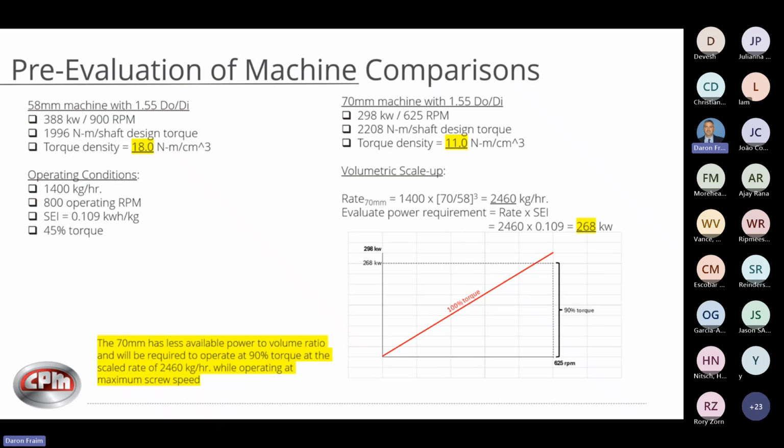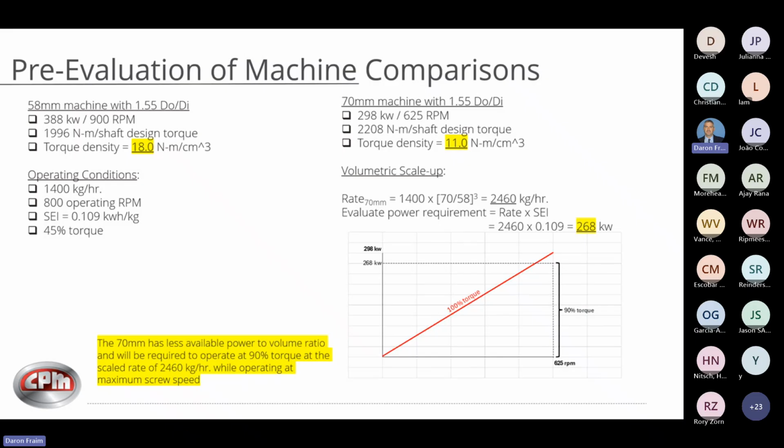In fact, it forces me to operate this machine at 90% torque at the maximum RPM, which is not ideal. Some people will operate like that. It just depends on how that machine's set up and the controls or the warning signals on torque levels. But this is just to show you can pre-evaluate where your machine will operate. If I know my SEI, I know what available kilowatts I need. You can do the homework ahead of time.